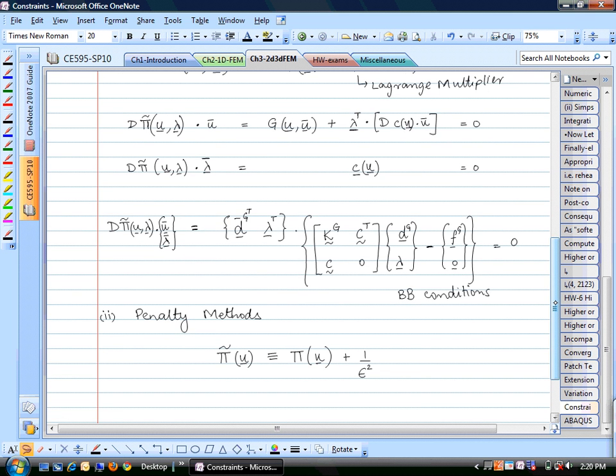And then there are penalty methods, but let me actually stop here. Maybe we'll discuss more about penalty methods next time. And then we'll also start the structural finite elements for structural mechanics problems.